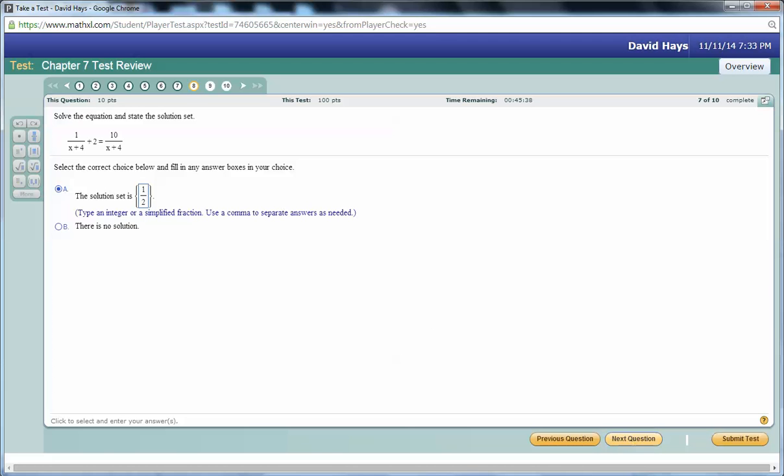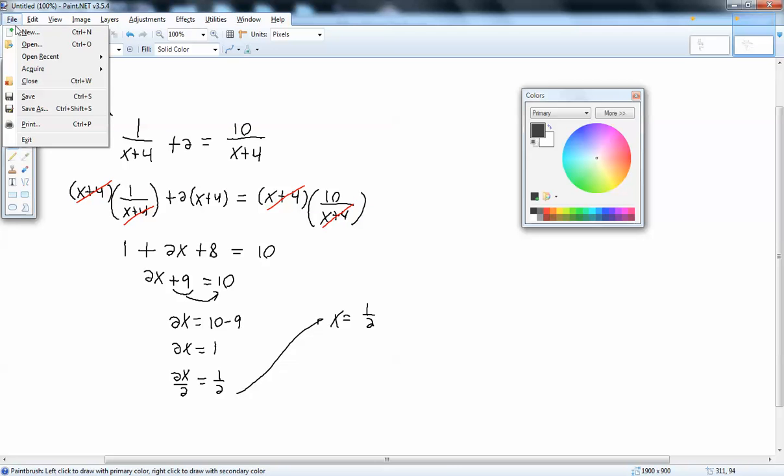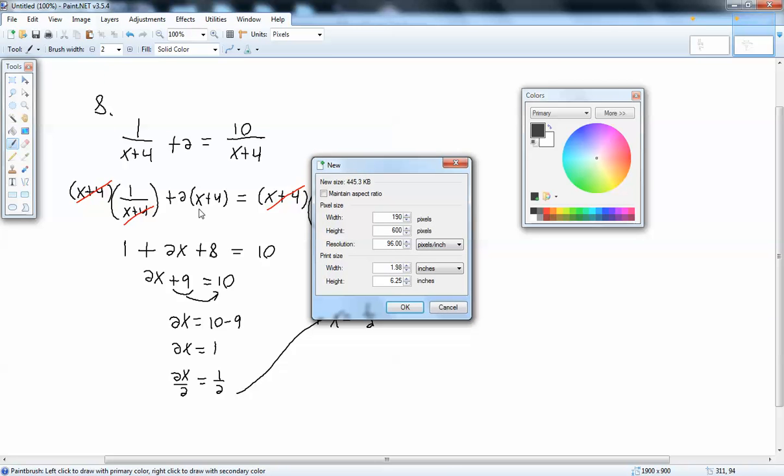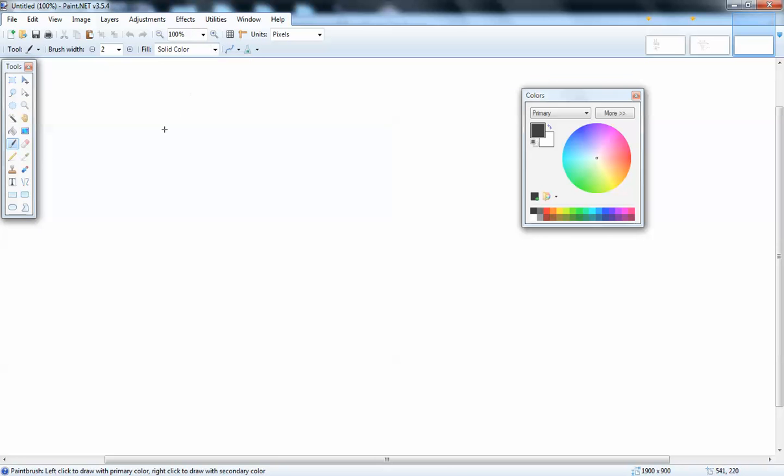Okay, so I'll say next question. And formula. Okay, I like these. So I'm going to get a new page. And all I can promise you is if I don't get 100, I'll work that problem again and we'll see where I went wrong. Though I've closed some of my tabs, so that doesn't help. I equals 3a over t plus b. And I want to solve this for b. Well, we're going through our 5 steps for solving a formula for a variable.